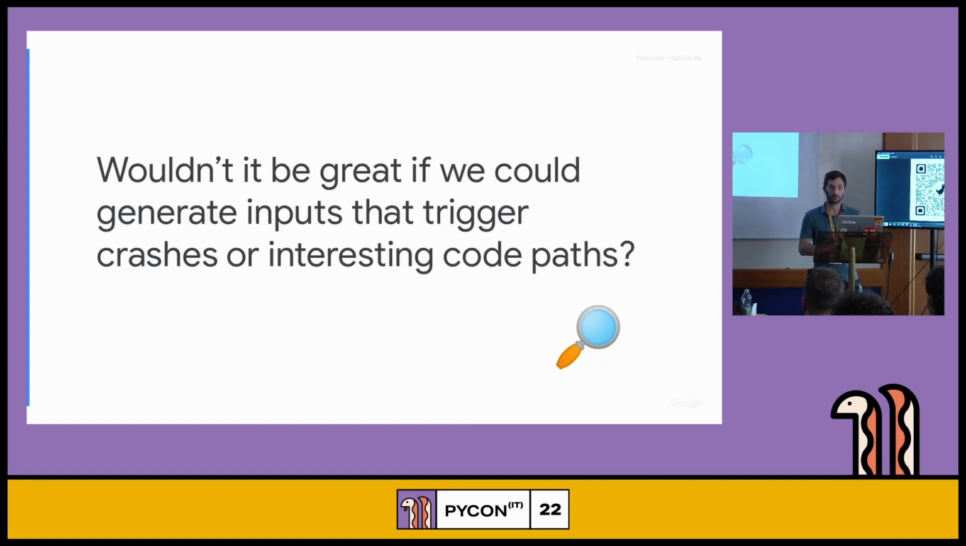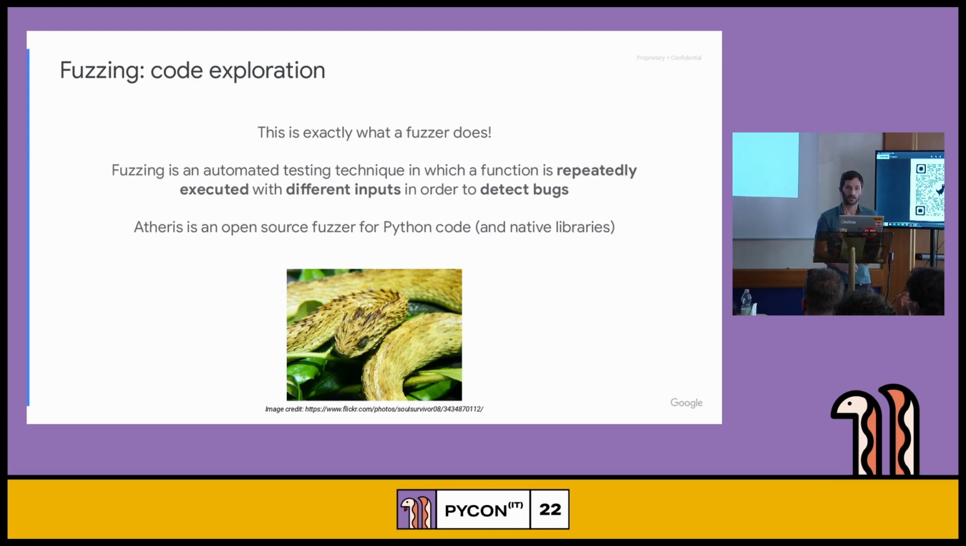So wouldn't it be great if we could generate inputs that trigger crashes or interesting code paths, so that we can do this automatically and figure out all the corner cases that our code can fall into? And this is exactly what fuzzing does. So fuzzing is code exploration, essentially. And a fuzzer can automate this process. Basically, in fuzzing, a function is repeatedly executed, a lot of times, and every time with a different input. And the idea is to detect bugs, basically.